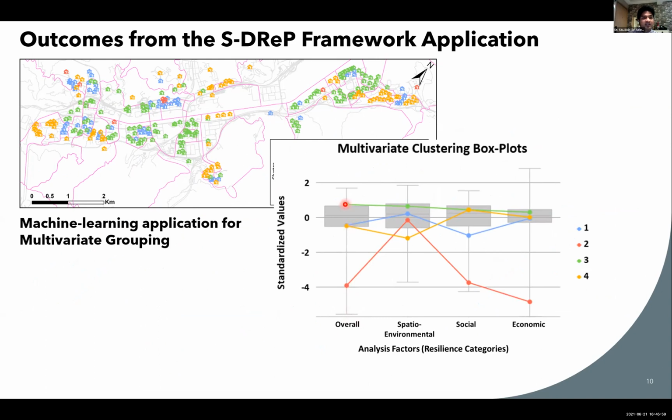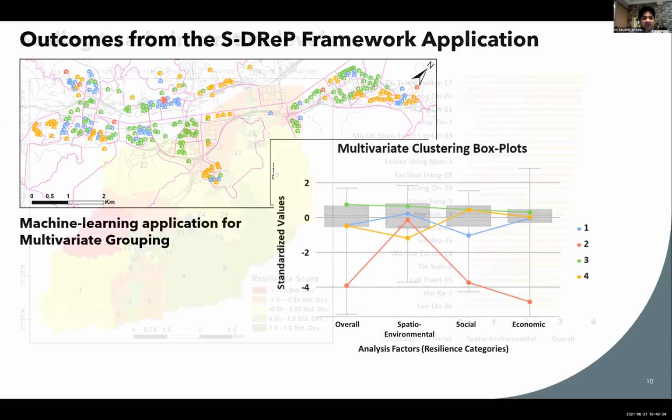So we can see the buildings in red color in the map. It can be seen that if the overall resilience is lower, their spatial environmental status is somehow okay, even if it is below average. But the most critical aspects are the social and economic aspects. Similarly, the second most critical group is this orange one, where the spatial environmental conditions are not as good as they should be.